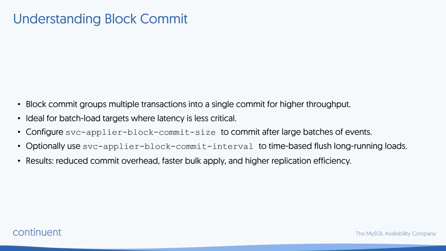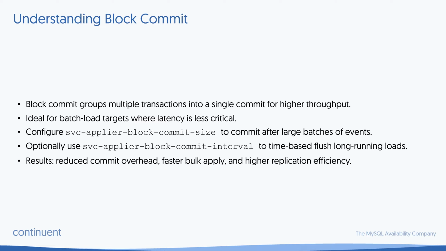So the key tuning parameter here is the SVC applier block commit size. This controls how many events or transactions are grouped before a commit occurs. I say events or transactions because one event may be multiple transactions. There's not a one-to-one relationship between a statement in MySQL and an event or a transaction. There could be groups of them. So it's how many events or transactions are grouped.